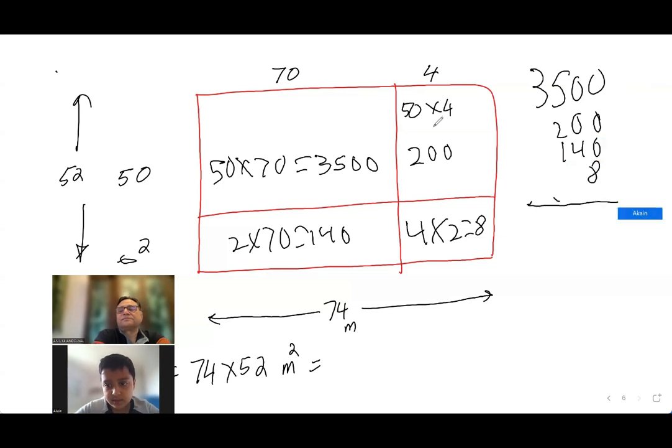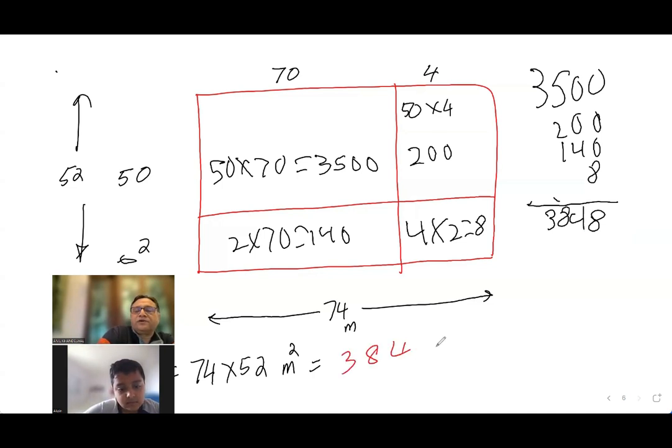Okay, so 8 zeros, that's 8. 4 with all the zeros, that's 4. 1 plus 2, 3. 3 plus 5 is 8. And then put 3, that's 3. It's 3,848. Very good. So you get 3,848 meters square.